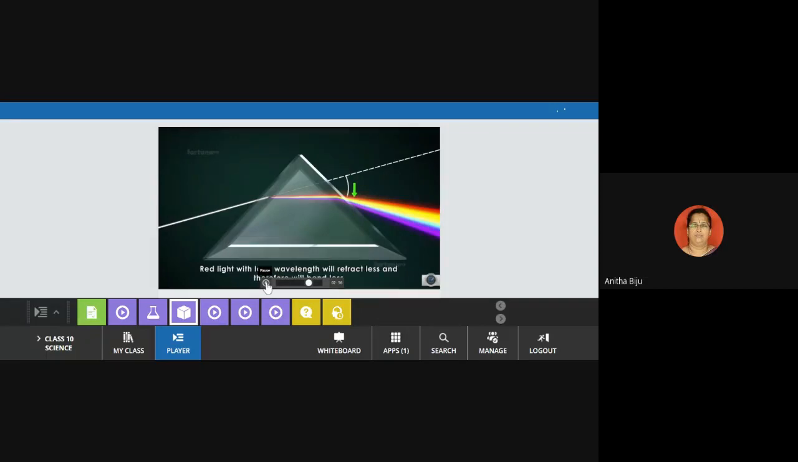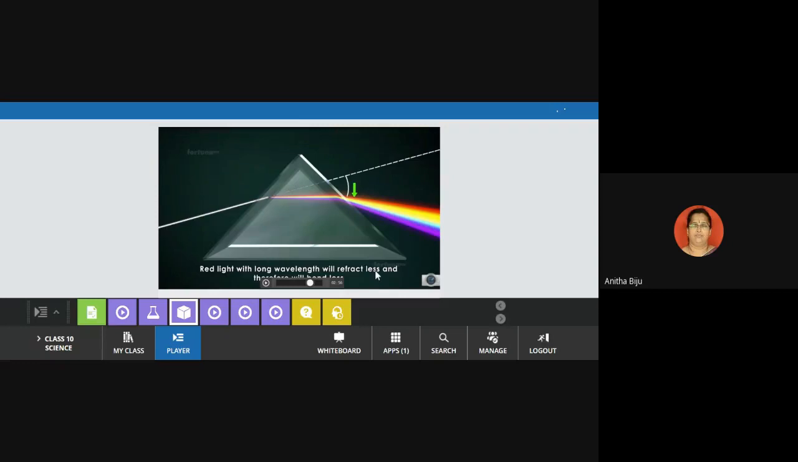Red light with long wavelength will refract less, so you have to note this down. Red light with long wavelength will refract less, and therefore it will bend less. Note down this point. VIBGYOR, the last color is red. Why is it red there? Because red light, with the long wavelength, will refract less.